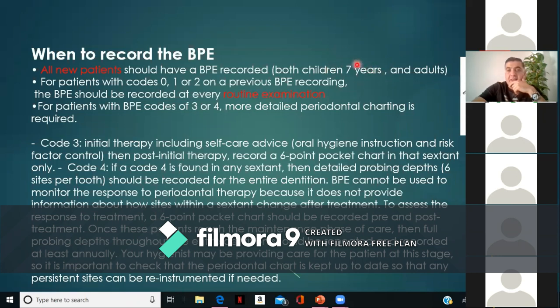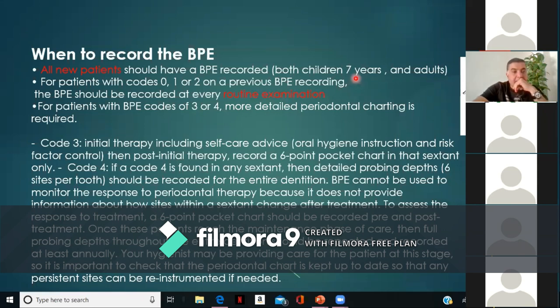Now, new guidelines say that we need to start for children from 7 years. We usually do the molars and incisors, and at the age of 11 or 12, we start the full BPE.